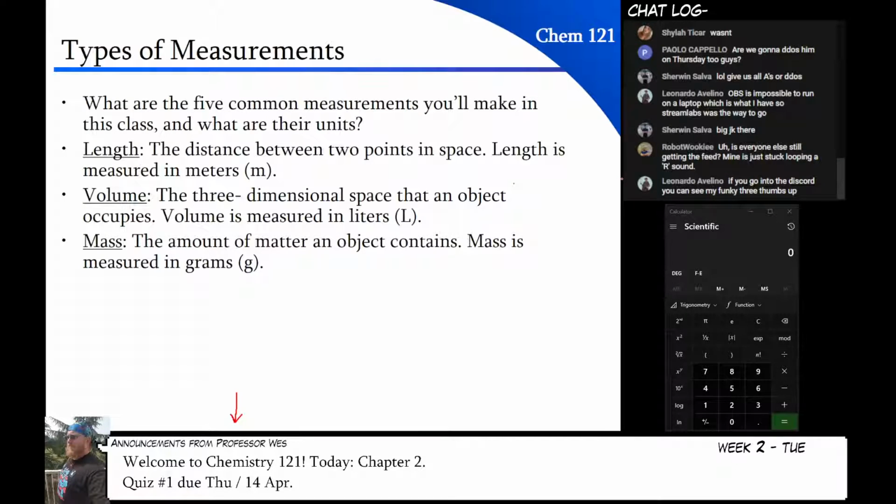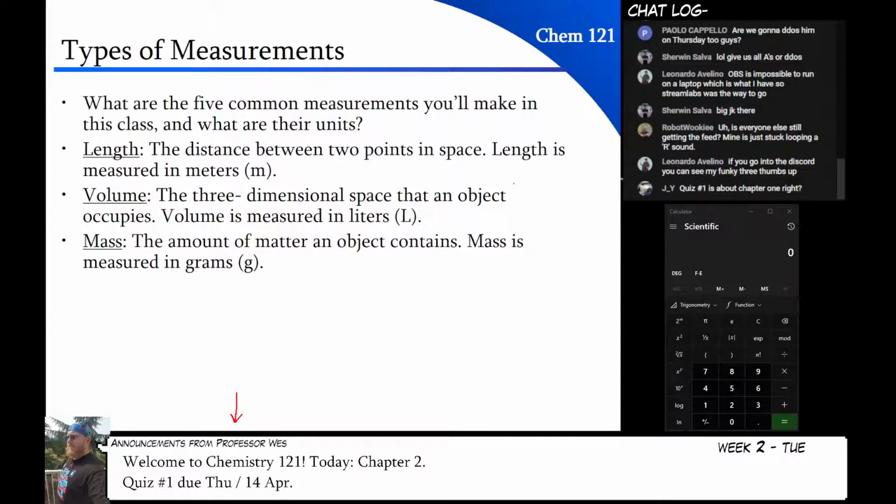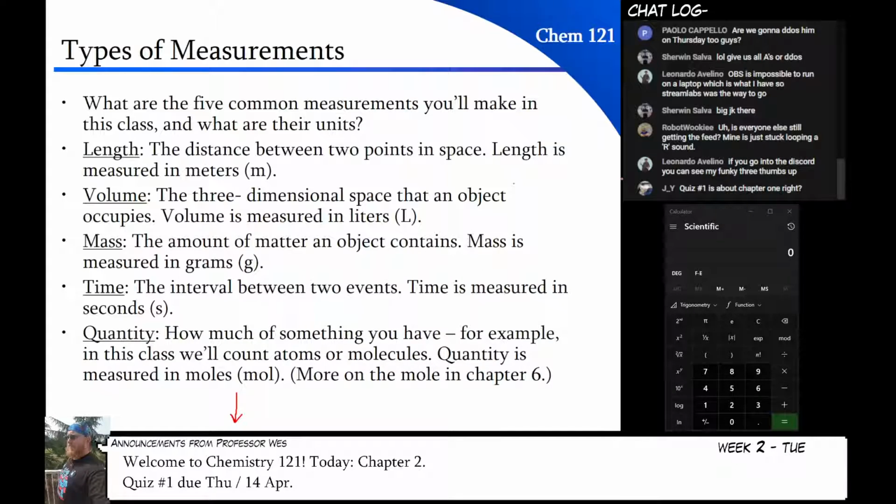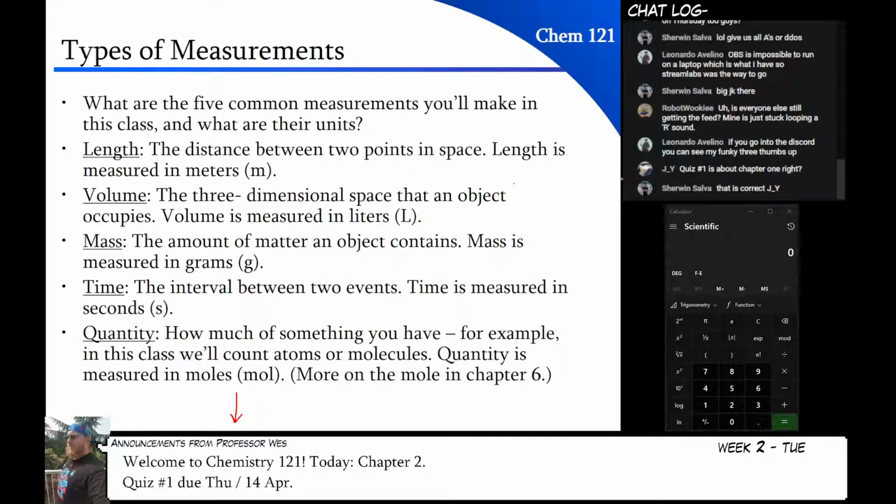The next one's mass. Mass is simply how much stuff you have, stuff being matter. We're going to use grams as the default unit. Grams are actually pretty small, so that's helpful for us. Time is how long it takes between 2 events. We're going to measure that in seconds. And then finally, there's the new unit, which we're going to talk about in Chapter 6. This is how much you have. We're going to call that unit, for now, the mole.